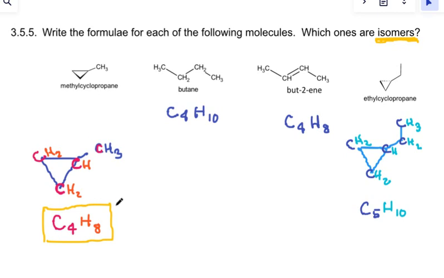Methyl cyclopropane is C4H8. You can take those exact same 4 carbon atoms and 8 hydrogen atoms, and you could also arrange them into but-2-ene. So methyl cyclopropane and but-2-ene are isomers. Different shaped, but made with the same pieces.